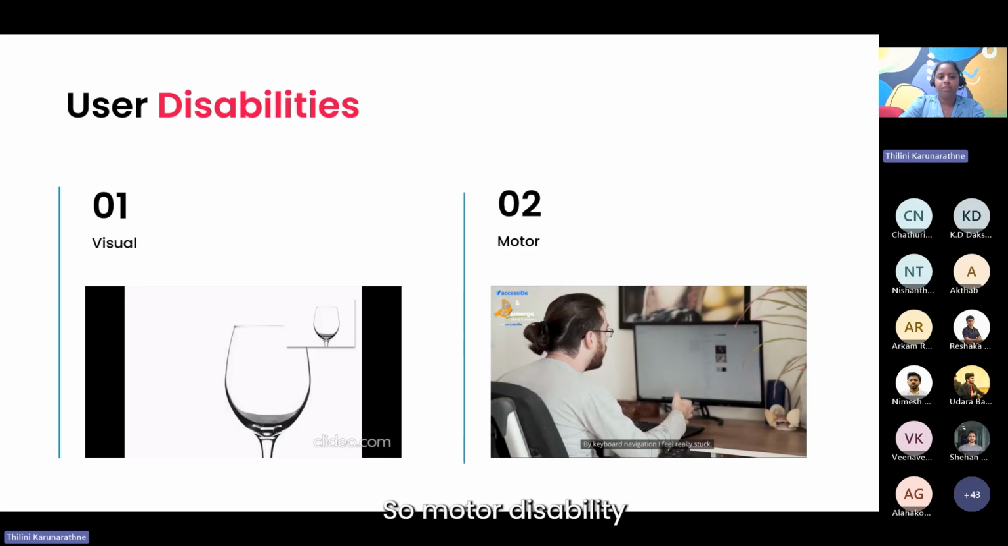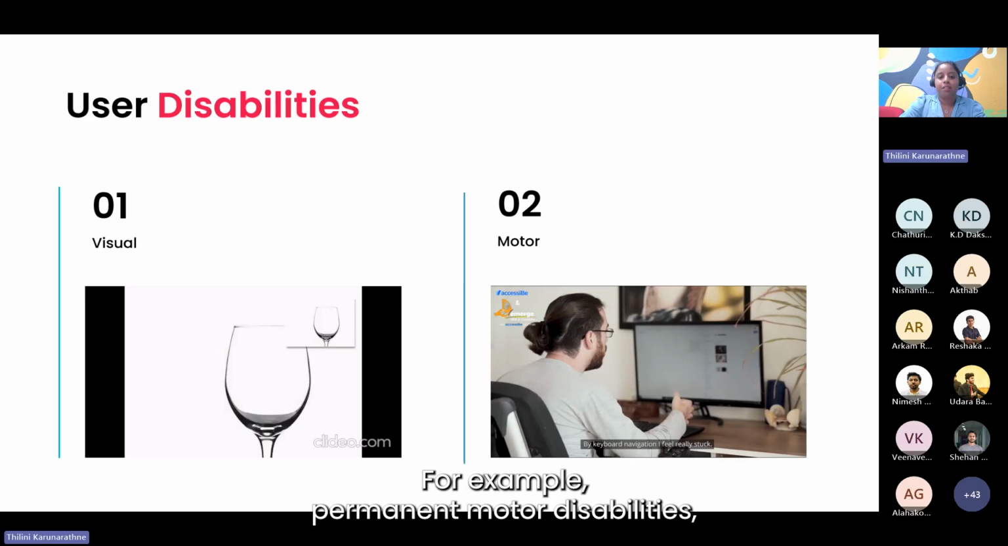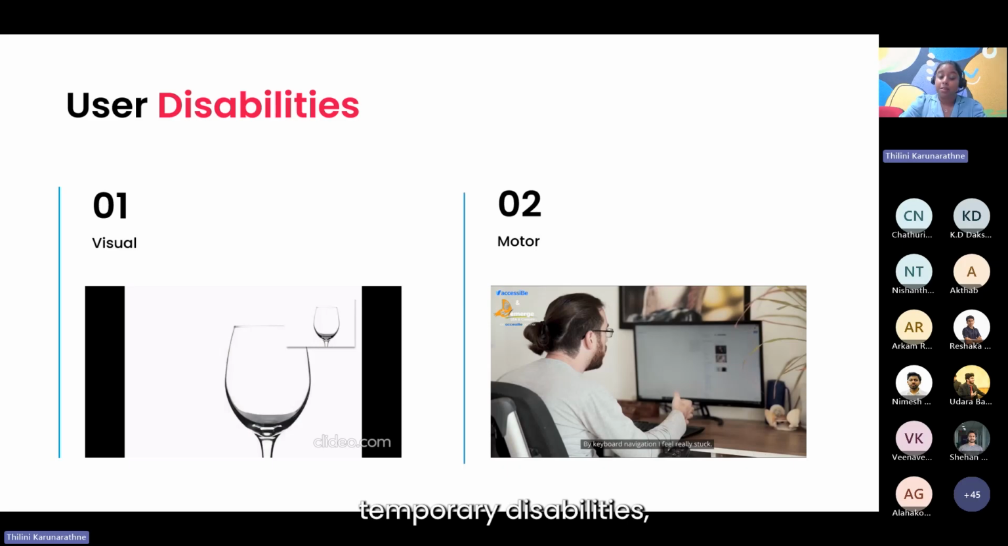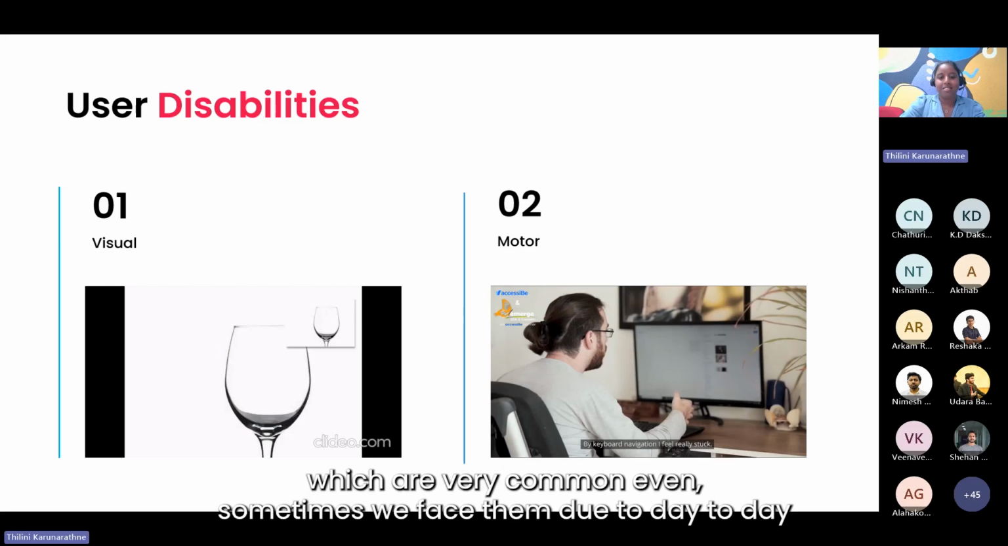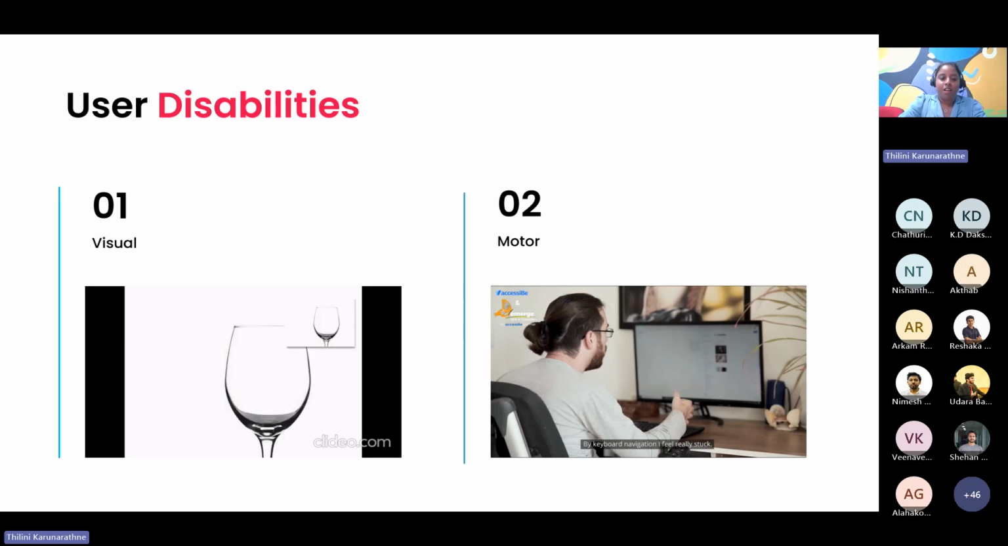So, motor disability can be permanent, temporary, or situational. For example, permanent motor disabilities such as spinal cord injuries and Parkinson's disease, and temporary disabilities, which are very common. Sometimes we face them due to day-to-day accidents, such as broken arms or recovering from surgery. So here is a video where someone shares how they deal with this in their daily life when using an e-commerce site. Let's look into that.